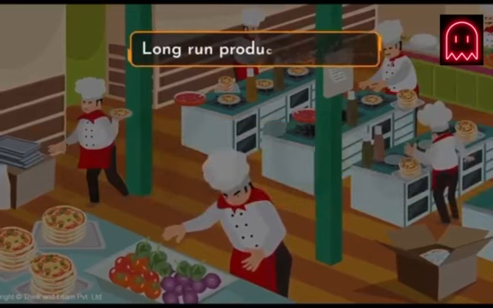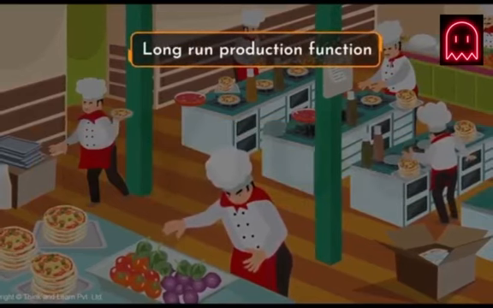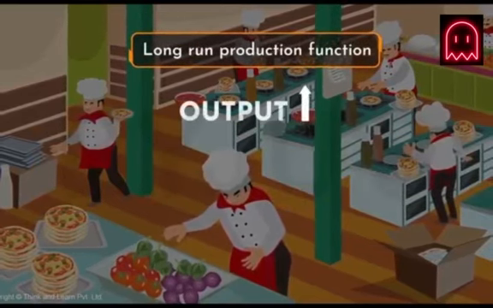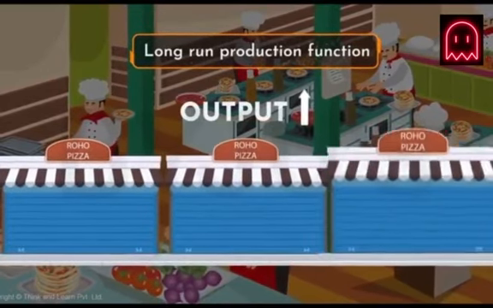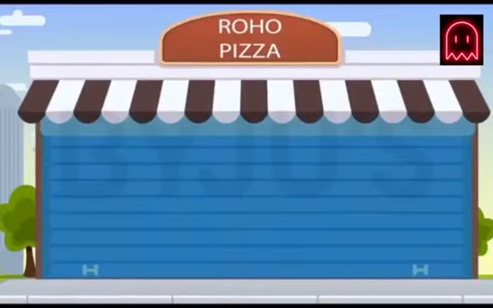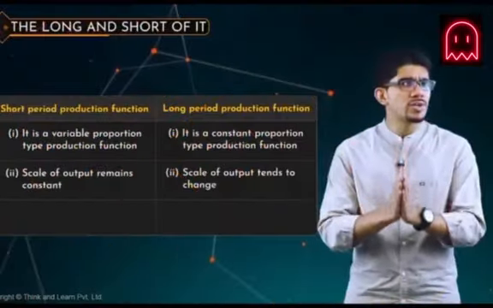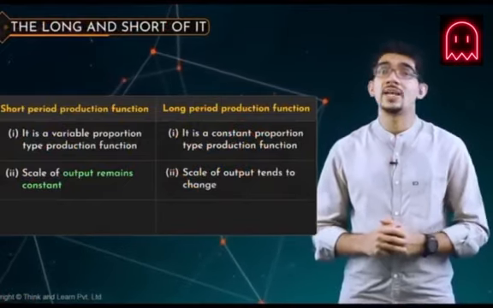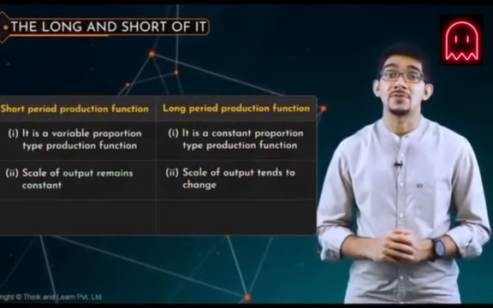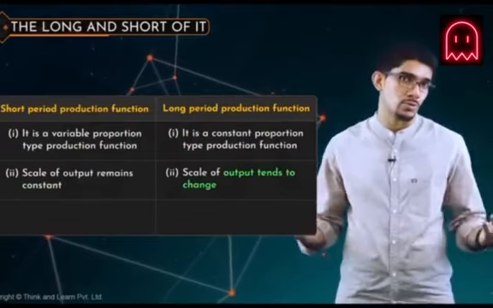In the long run, on the other hand, the producer increases the level of output by increasing the scale of output, by increasing the number of plants or by shifting from a smaller factory to a bigger factory, etc. Thus, the short-run production function is studied with reference to a constant scale of output, while the long-run production function is studied with reference to a variable scale of output.